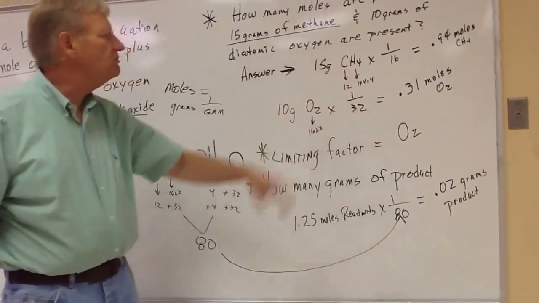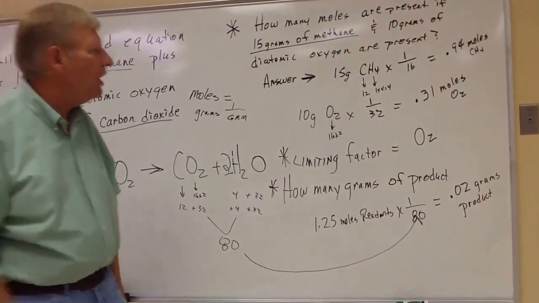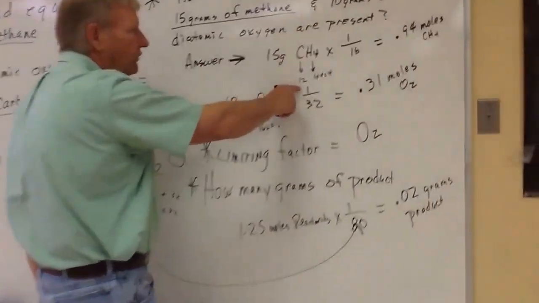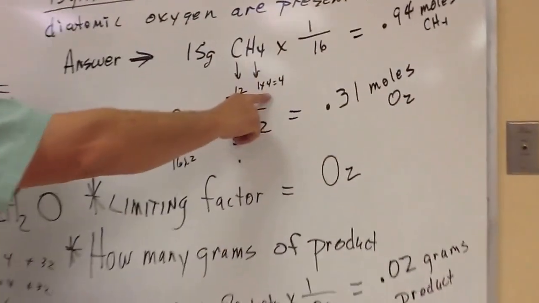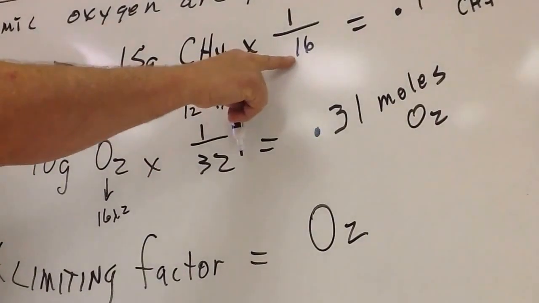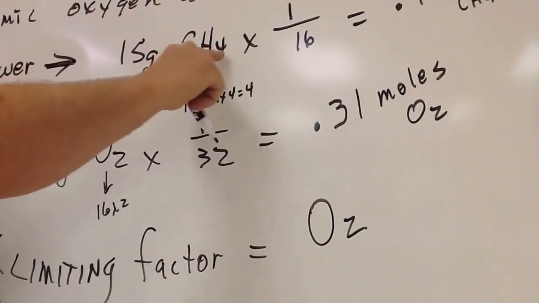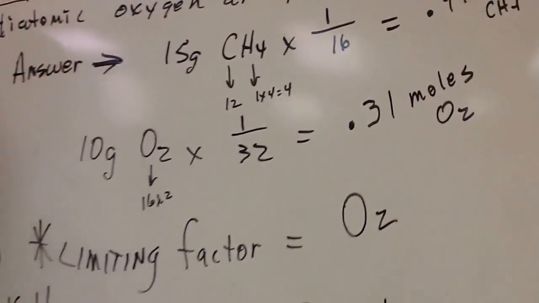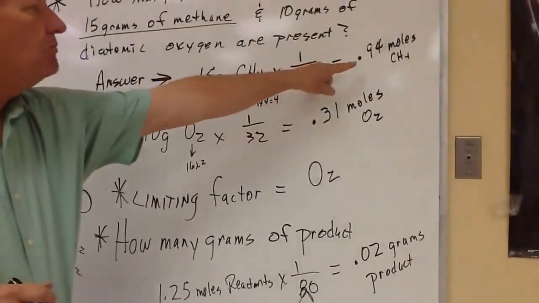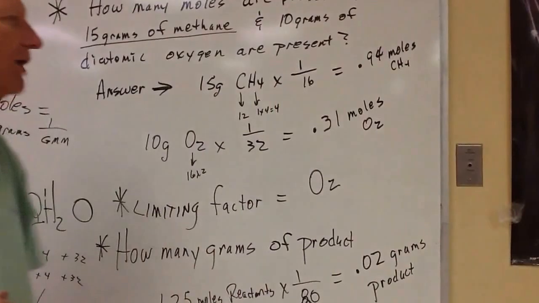Now what's the gram molecular mass of methane? Well, carbon is 12. We're getting this off our periodic table. Carbon is 12. Hydrogen is 1, but there's 4 of them. So 1 times 4 is 4. So 12 plus 4, we're going to get 16. Once again, total molecular mass of methane is 16. So then we put that together. We take 15 divided by 16, and we get 0.94 moles of methane.